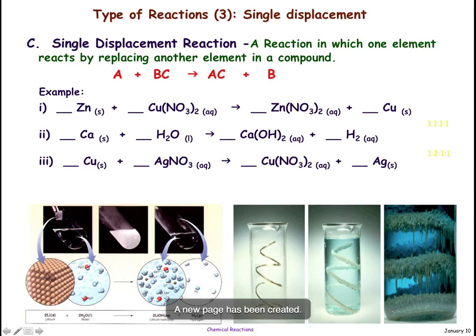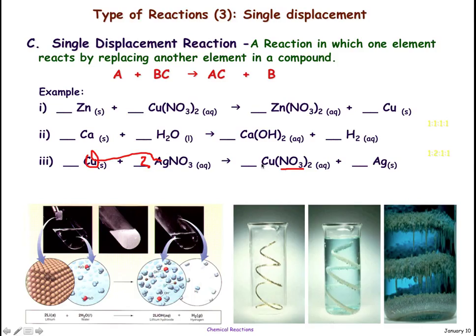Let's take a look at this. This is your single displacement reaction. Let's take a look at this one right here. Your copper replaces your silver. You get copper nitrate. But notice that your nitrate, there's 2 of them. And then your silver is exposed or free. So balance the polyatomic unit. There's 2 NO3. I need 2 right here.